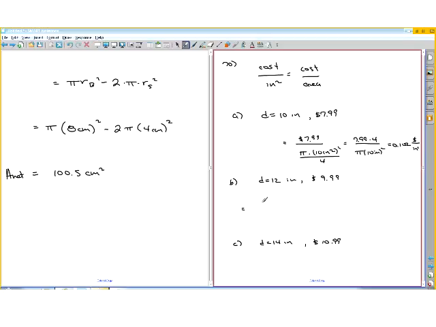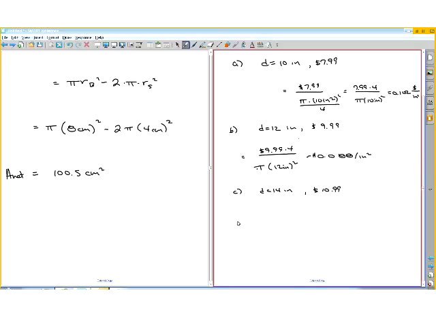Okay, so we just do the same thing here. We take $9.99 divided by, let's just put it in this form, so we're going to multiply by 4 and divide by pi and multiply by 12 inches squared. So all I'm going to do is change it to $9.99 on my calculator, change the diameter to 12, and I get $0.088 dollars per inch squared. So it's less, it's cheaper.